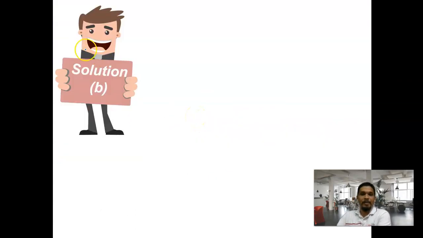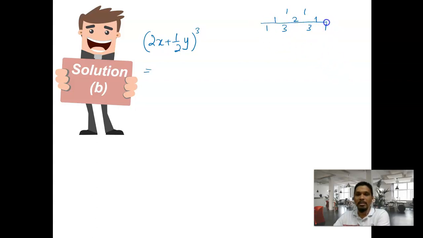Okay, the question is (2x + 1/(2y)) to the power of 3. Let's refresh the coefficients of this. We recall the Pascal triangle: 1, 1, 1, 2, 1, 1, 3, 3, 1. This is the one that we're going to use here.